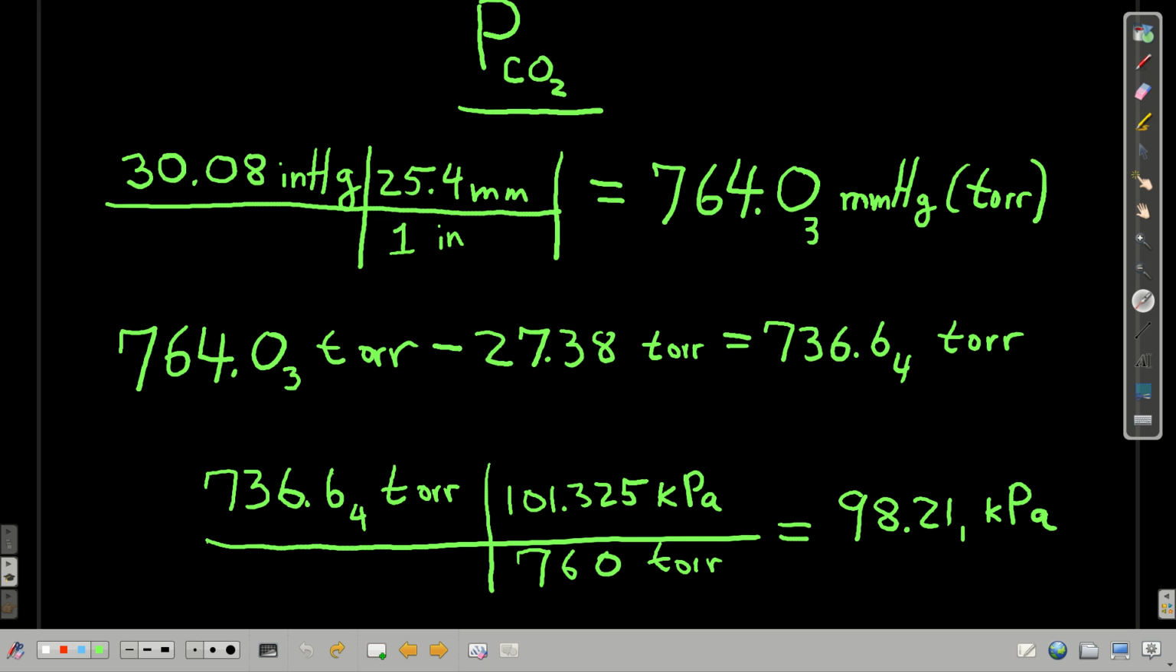To find the partial pressure of carbon dioxide, we use Dalton's law of partial pressures and subtract out the vapor pressure of water from the total pressure. Remember, we just calculated this on the previous screen. Do the subtraction. This is the partial pressure of carbon dioxide above the solution with the numbers that I made up. Then we're going to need that in kilopascals in just a moment, so I'm going to convert it right here. I took the partial pressure of CO2 in torr times 101.325 kilopascals per 760 torr. This 760 is exact. So I got 98.21 kilopascals.